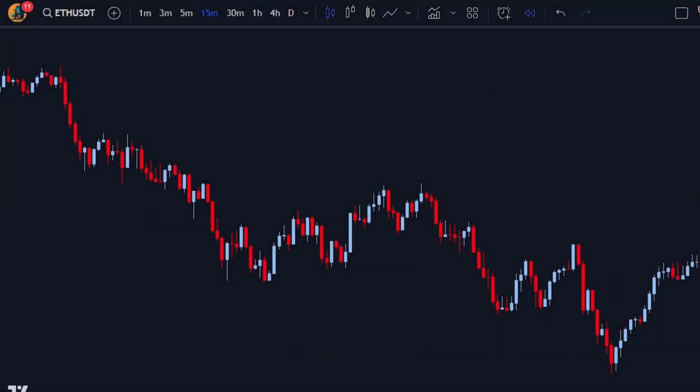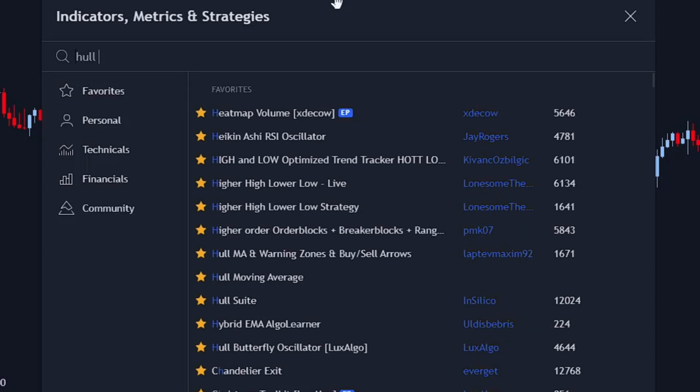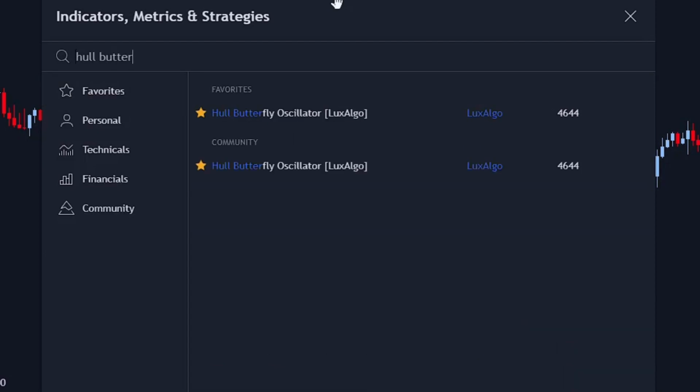Let's dive right in. All right, let's talk about this Hull Butterfly Oscillator. To slap it onto your chart, head over to TradingView, load up any trading security you fancy, like your favorite pair. Personally, I'm vibing with ETH/USDT. Then click on indicators and type in Hull Butterfly Oscillator. You'll want to select the one by LuxAlgo.